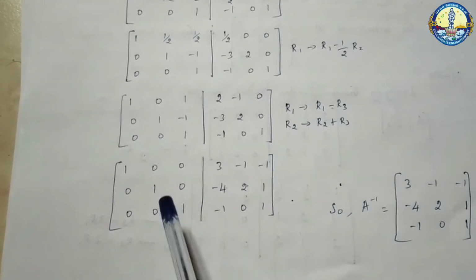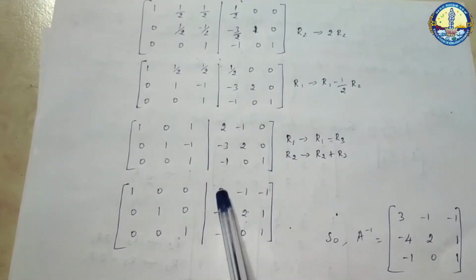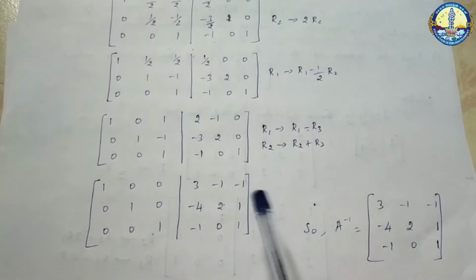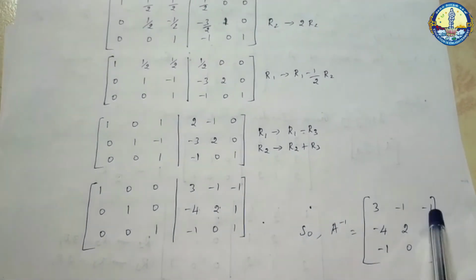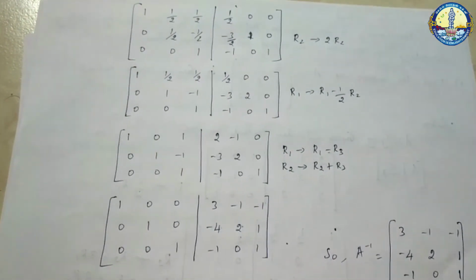Write R3. So this is the identity matrix. We have changed the given matrix to the identity matrix, so the corresponding matrix should be the inverse of the matrix. So write A inverse equals 3 minus 1 minus 1, minus 4 2 1, minus 1 0 1. So this is the Gauss-Jordan method to find the inverse of the given matrix.